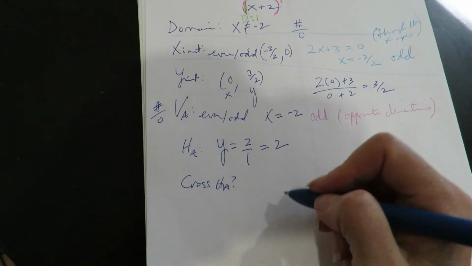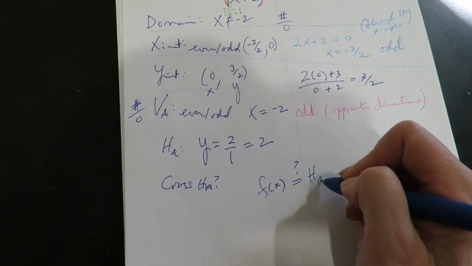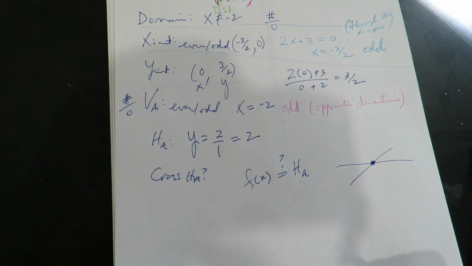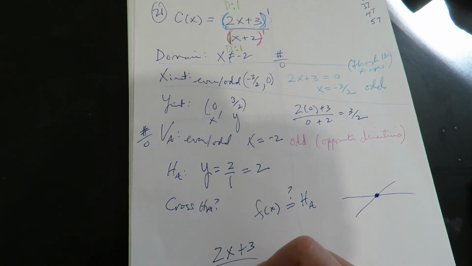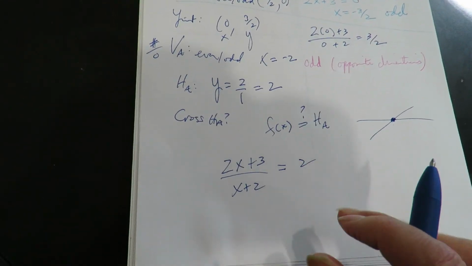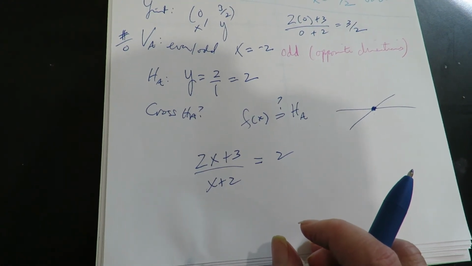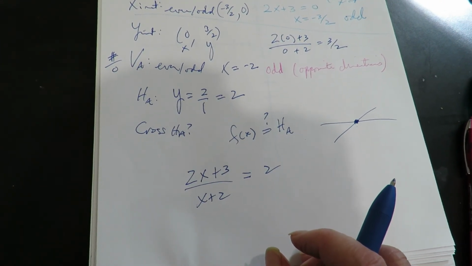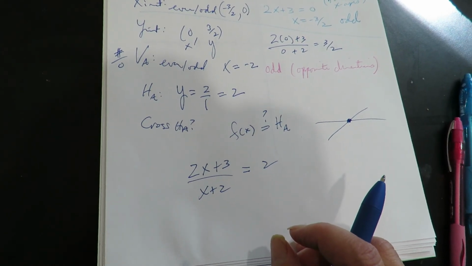Now, again, how you cross HA is you check, does the function equal HA? Meaning, do they coexist or sit on the same spot? Because if they sit on the same spot, then they cross. So let's take the function and set it equal to HA, which is 2. Now I'm going to solve this. If it's solvable, it crosses. If it gives you garbage, a contradiction, like 0 equals 5, then it doesn't cross.